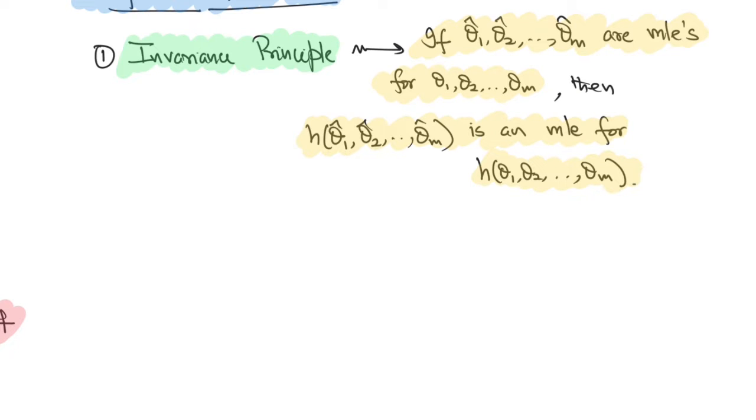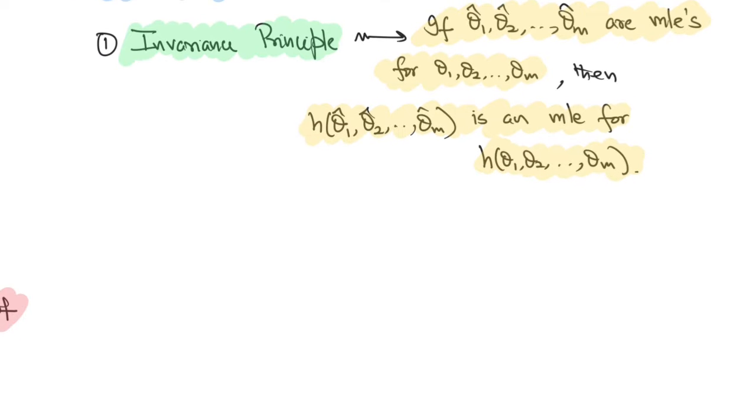This is saying that calculating the MLE for a function of parameters is the same as calculating the function of the individual MLEs that you have calculated for theta 1 up to theta m.